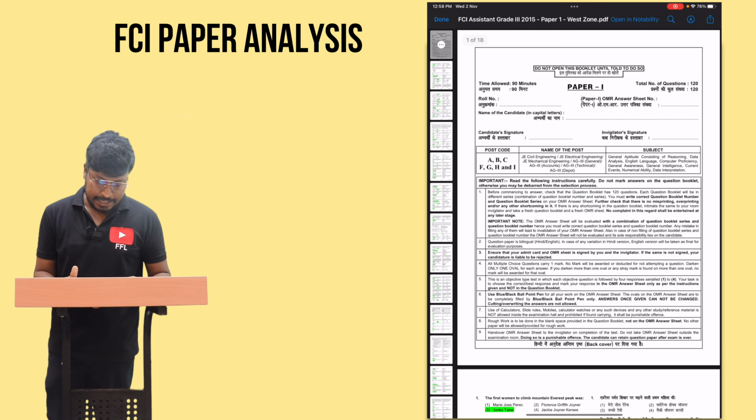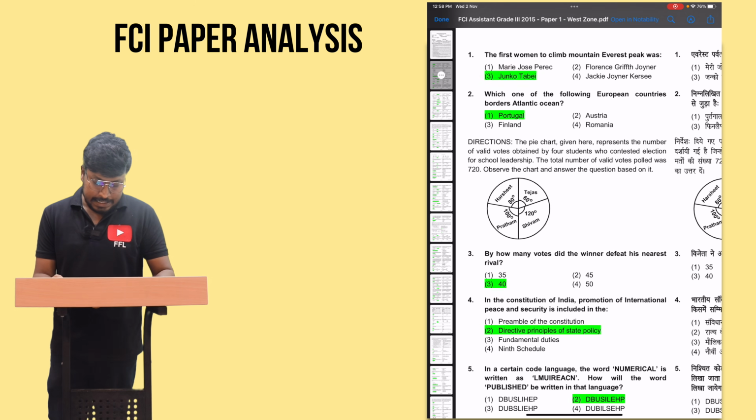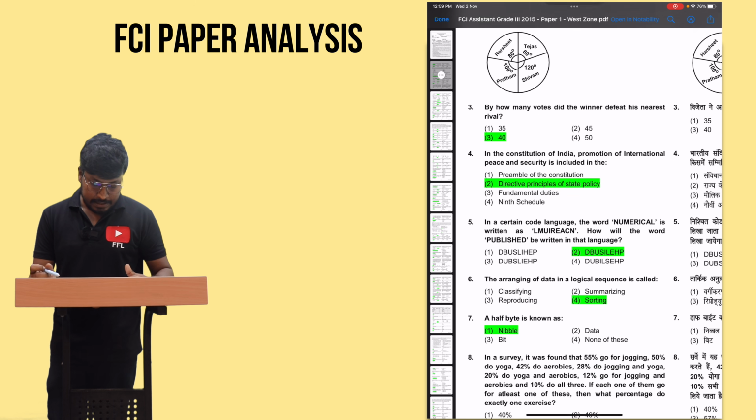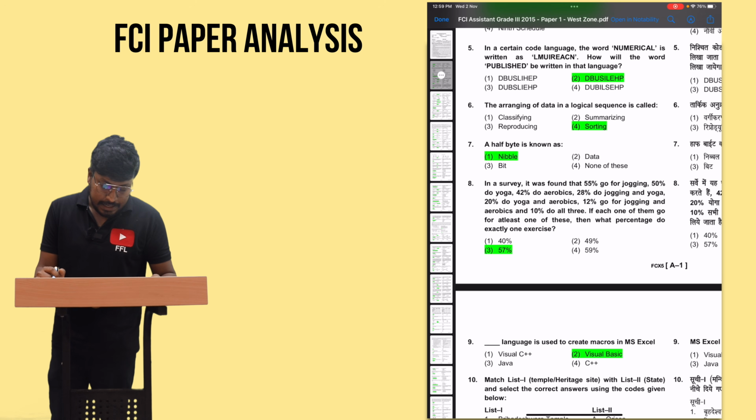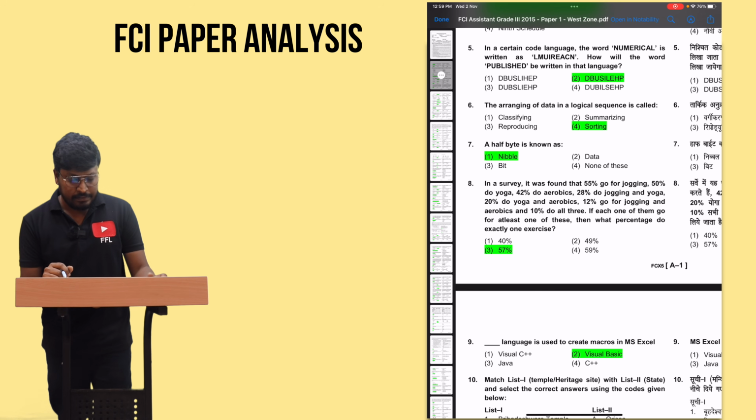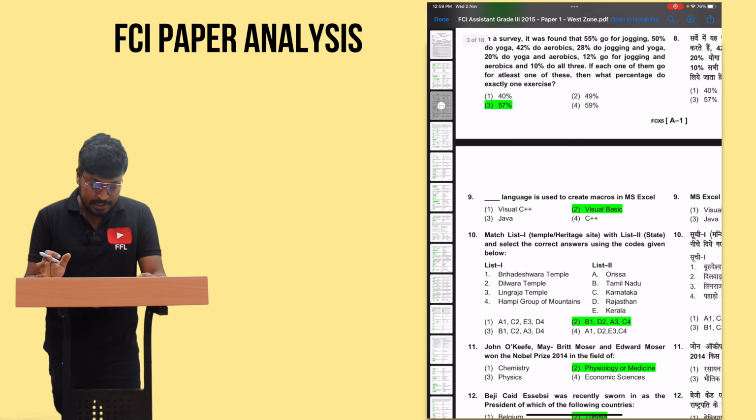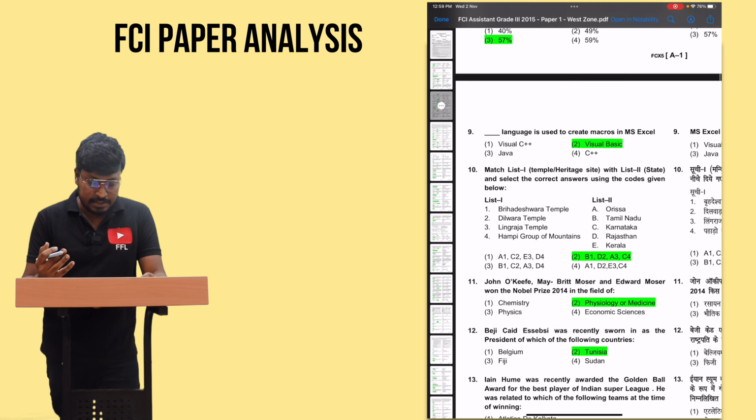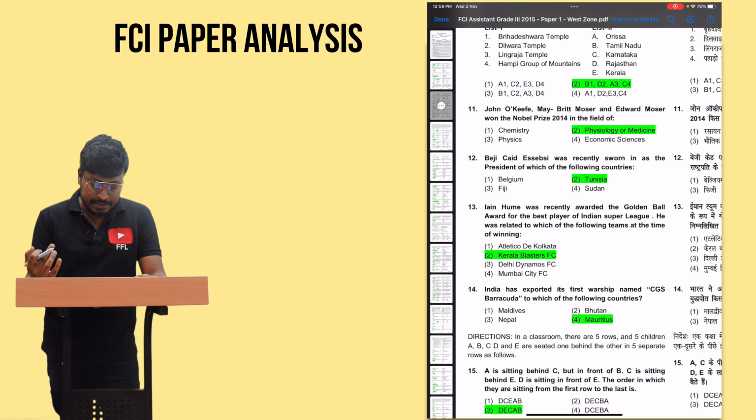So when you look at the second West Zone question paper, again you can see that they have asked data interpretation, that is based on a degree based question, and then coding decoding question. Fifth question is coding decoding, and 8th question, in a survey we found 55% go for jogging, yoga, aerobics. It's something like percentage questions, right? So percentage question. Dash language is used to create macros in Excel. MS Excel is Visual Basic. So computer based question, that comes under general science.